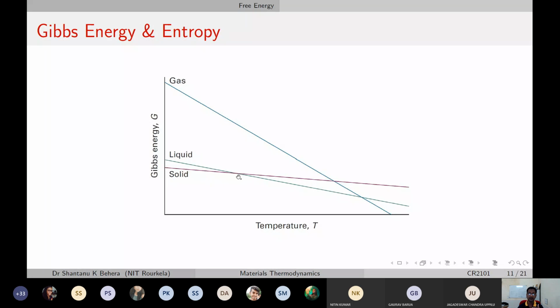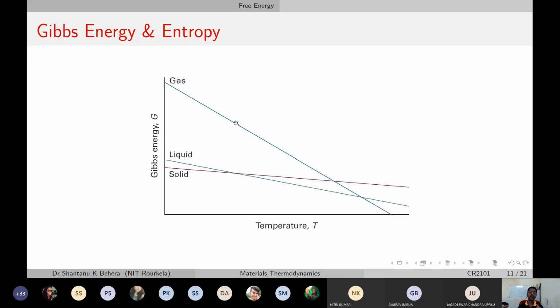Actually, if you look at it, this is going to be representing 0 degrees Celsius. That's where the stability changes from solid to liquid. All right, but we'll talk about that at some other time. Here, if you look at it, the slope of liquid is slightly more negative than that of solid.